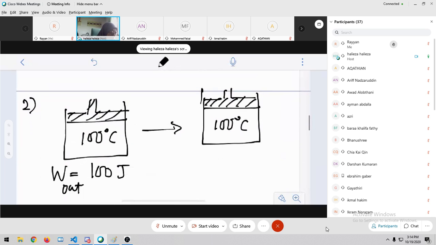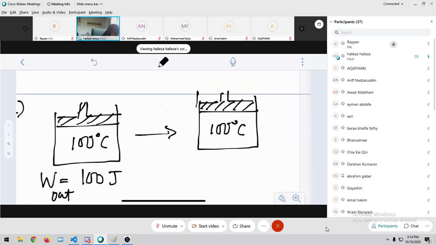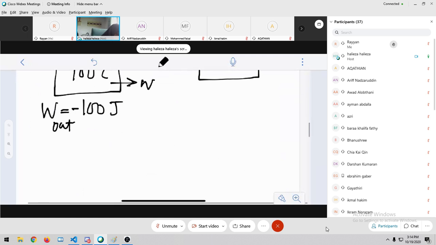After you have managed to reach 100 degrees C, you release the piston. So what happened? The piston now moved from its initial position. It moved outwards, and there's work getting out, because the gas is moving the piston. So when the gas is moving the piston, that means the gas is doing work. The amount of work is 100 joules. Just now we mentioned that if work is going out, it should be negative. Right? So let's again rewrite the equation for a closed system.